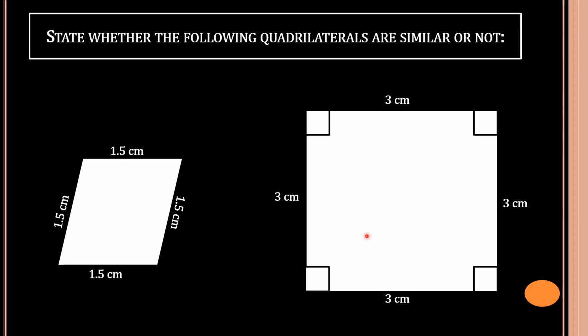So in these two quadrilaterals, you see sides are proportional. The ratio is 1:2 or 2:1, depending on which quadrilateral we are taking first. But the angles are different. So angles are not equal. Corresponding angles are not equal. So these two quadrilaterals are not similar.